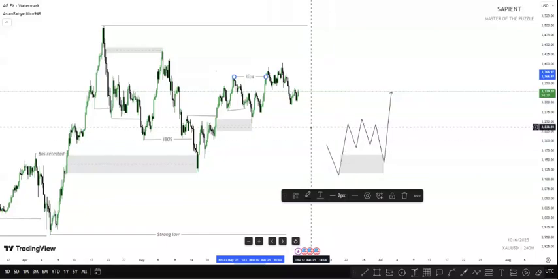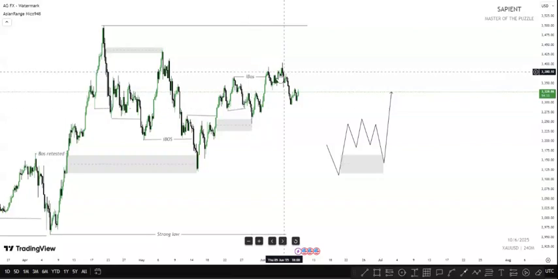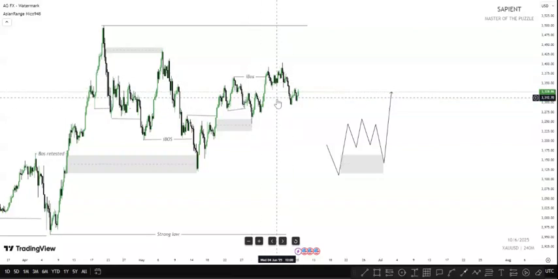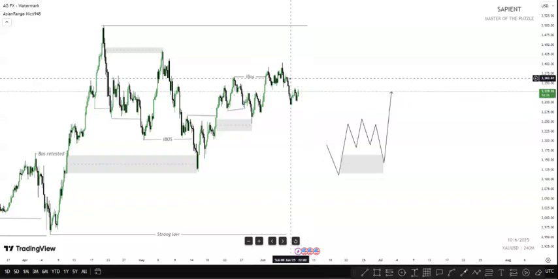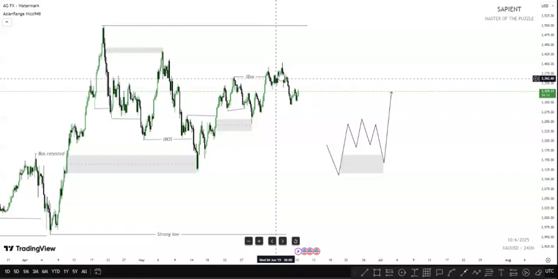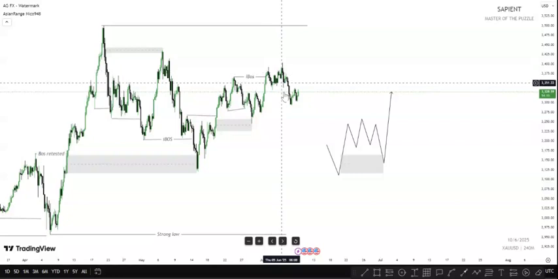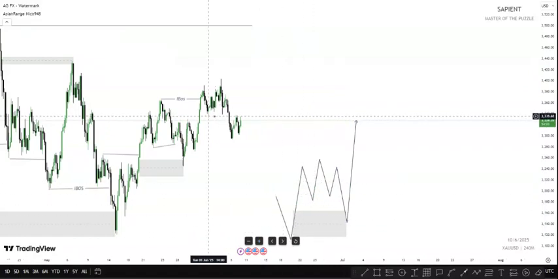Now, the internal break of structure. We are now in the midst of the live market, right? That is what is happening in the market now. What we can see is that after this internal break of structure, we had this pullback. If I zoom in, we would see that the market created this pattern again right here.